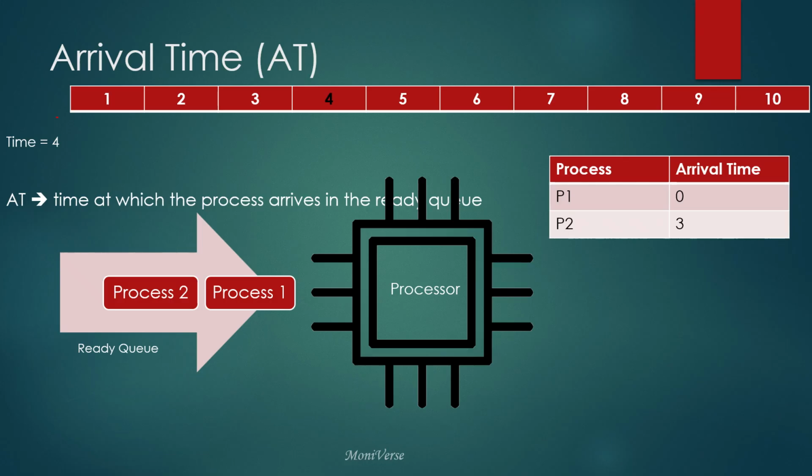So now let us get into what arrival time is. Let us consider the time as 3. At this time, let us consider a process arriving. Let the process be process 3. So now we can represent that process 3's arrival time is 3.